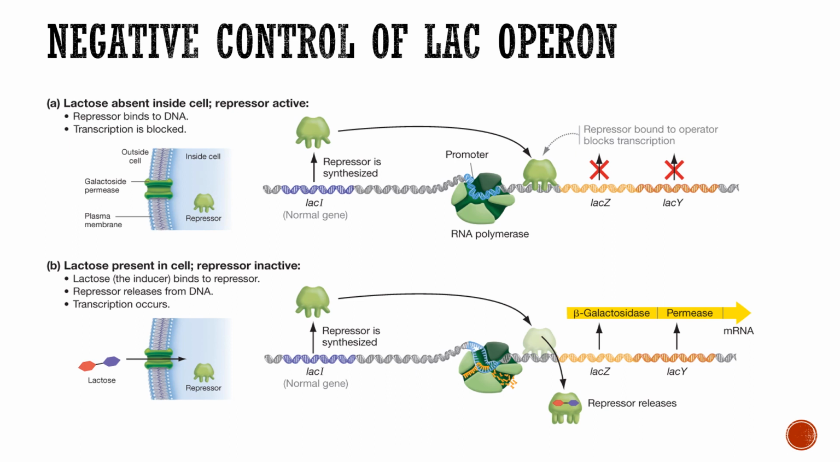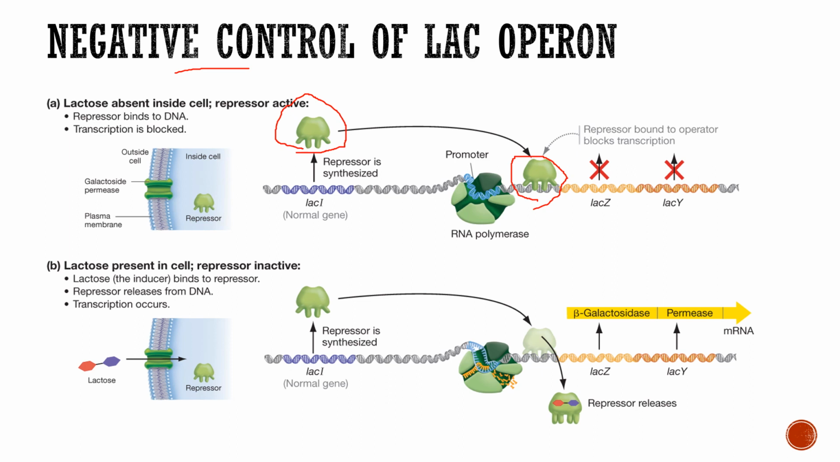All right, so if we look at this example here, a negative control of the lac operon. With negative control, it means that there is a repressor that is constitutively, or constantly, made, and that repressor is always going to be attached to the operator to prevent transcription unless something removes it.